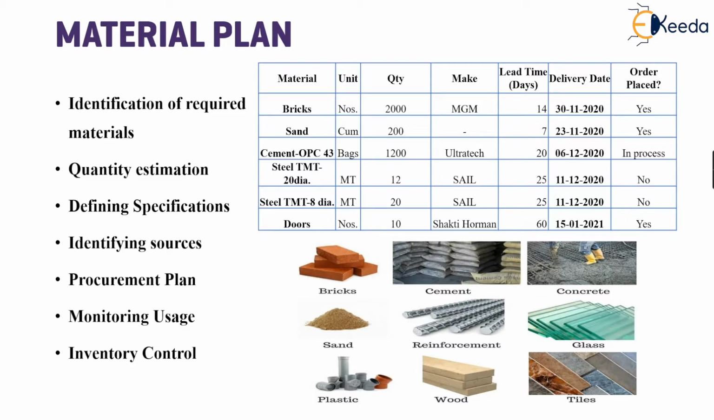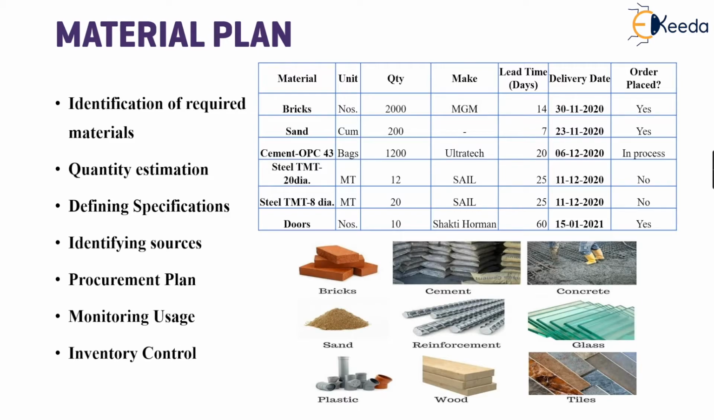The quantity estimates have to be prepared from the drawings, proper specifications from the architect and client have to be written down, and the sources or availability and vendors also have to be selected. Then the procurement plan is listed, and the usage is monitored during construction. Also, inventory control in the site store is to be done.